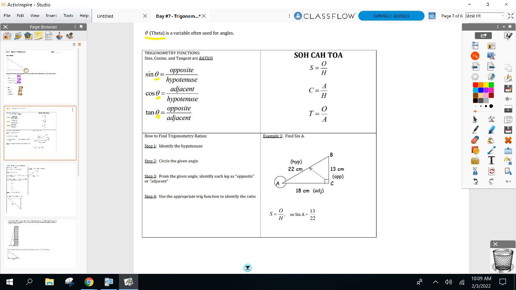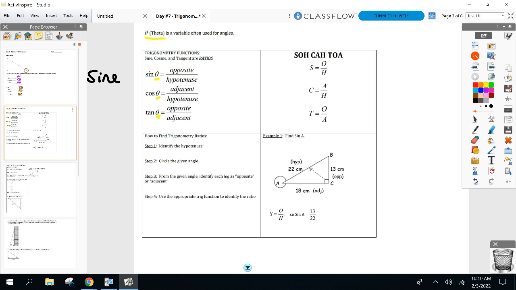That's an abbreviation for sine. That's called the sine ratio, and I abbreviate it SIN. It is not pronounced sin. It is sine, but I just abbreviate it SIN. Here's how you find that ratio. You take the opposite side length and put it over the hypotenuse length. Whatever length is opposite my angle, I put that number on top. Whatever the hypotenuse is, I put on the bottom. That's called the sine ratio.